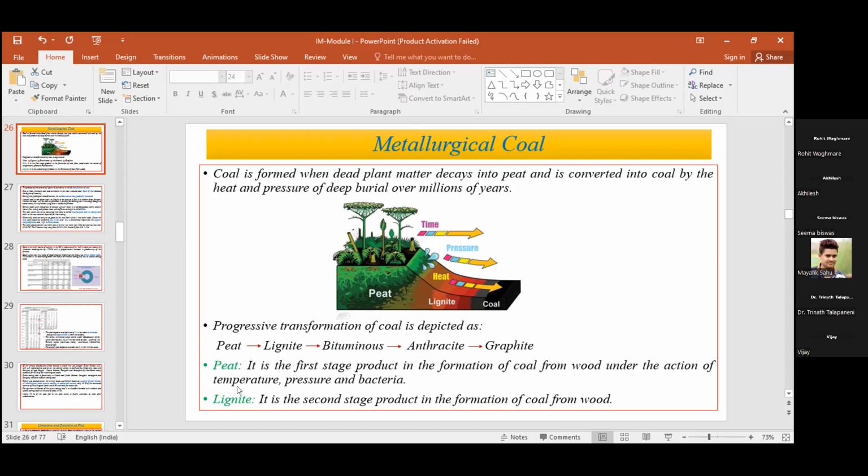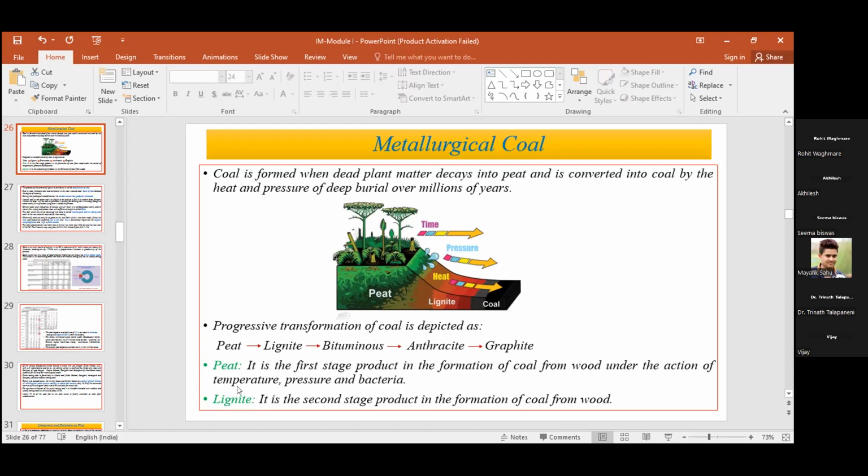So, coal is basically formed when dead plant matter decays, and it is converted into coal when it is subjected to high pressure and heat for a long duration of time. Then this plant matter converted into a solid mass is called coal.